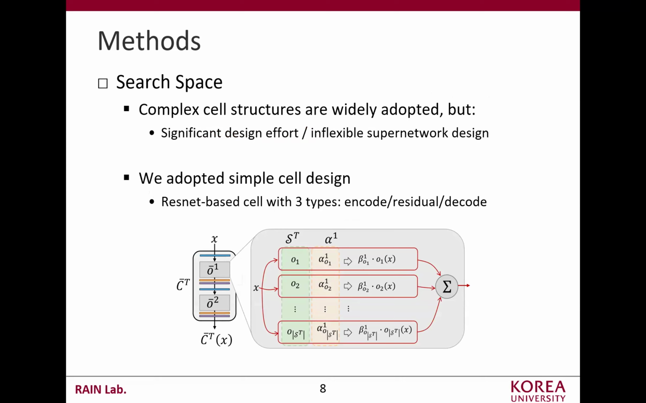We designed our search space as follows. We avoided using complex search structures because it is widely adopted and people put many efforts into designing complex cells, but we don't want to do that, and it makes building super networks more inflexible. So we adopted a simple cell design based on the ResNet cells, like residual cells. Basically there are some residual connections, and we have two operations, O1 and O2, which have some candidate operations. I'll explain about it in the next slides.